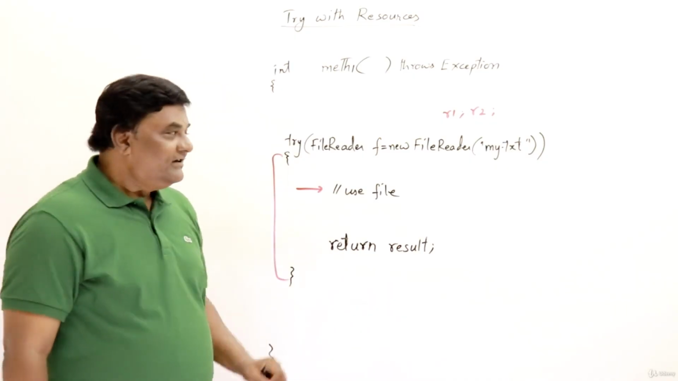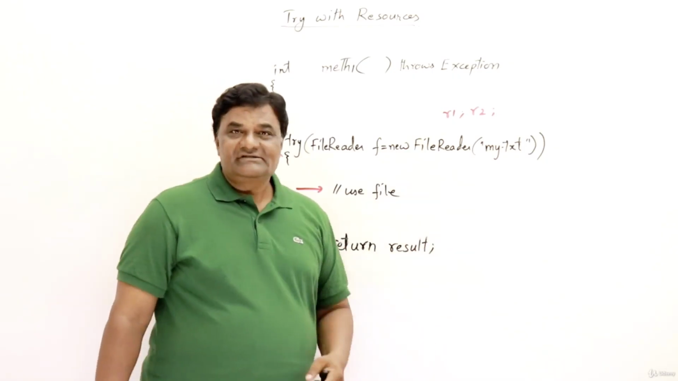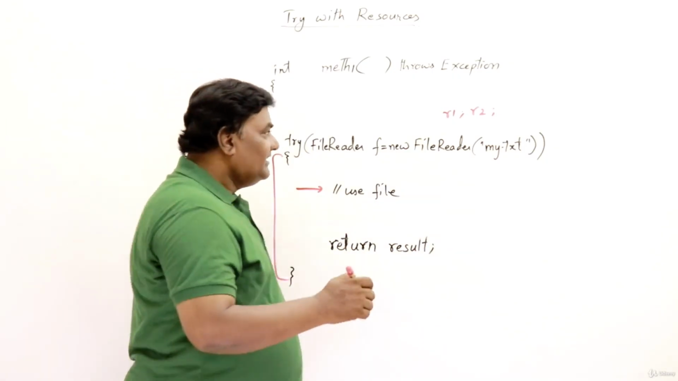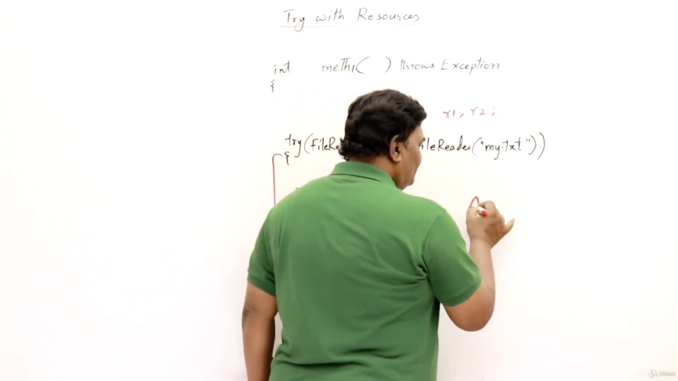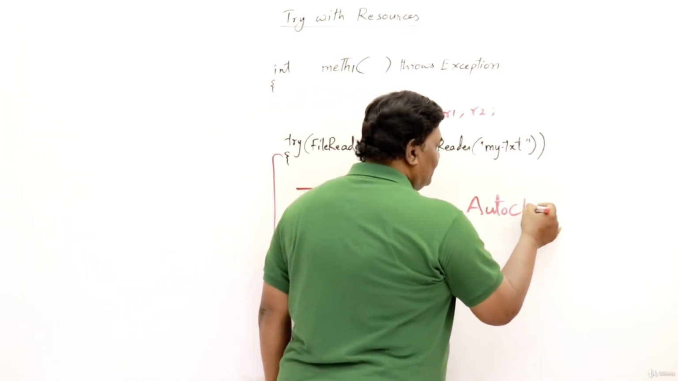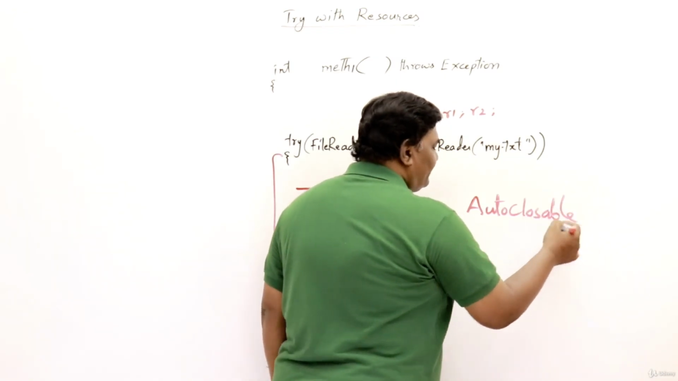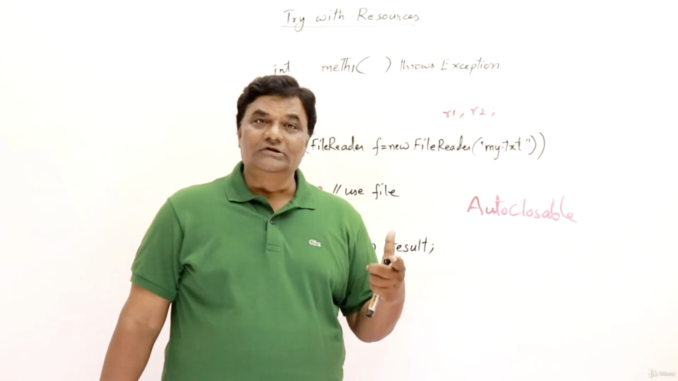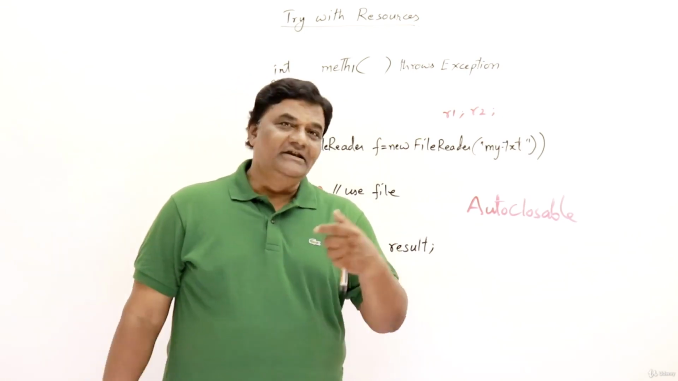Now one last thing: which type of resources will try automatically close? By itself it will close them if the resource implements an interface called AutoCloseable. There is a built-in interface in the java.lang package, that is AutoCloseable. If it is AutoCloseable, then it will be closed.